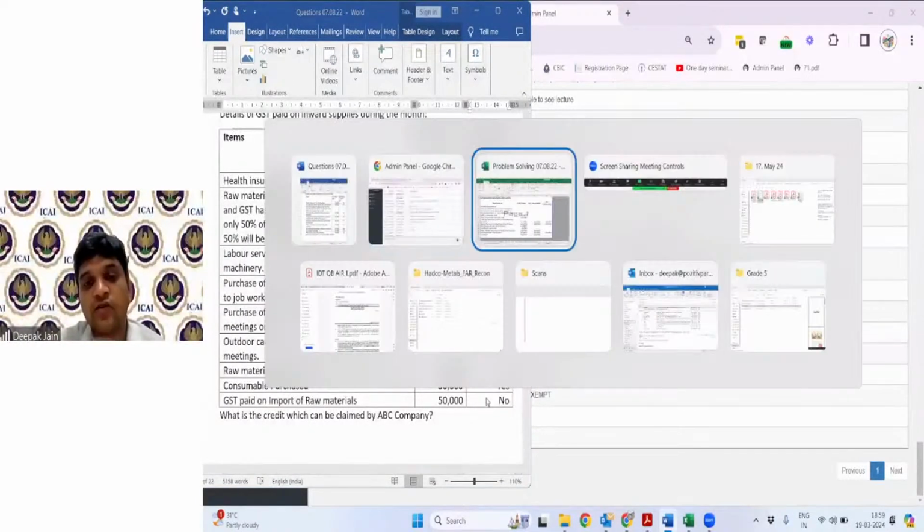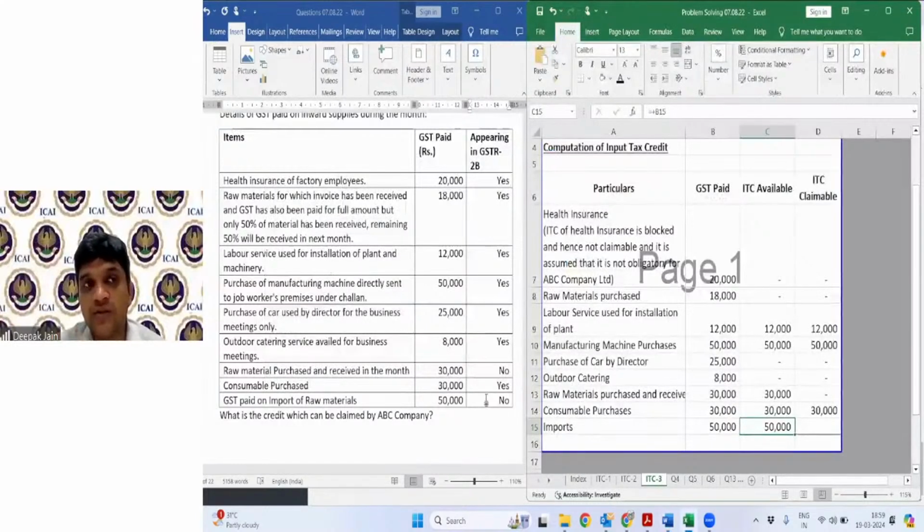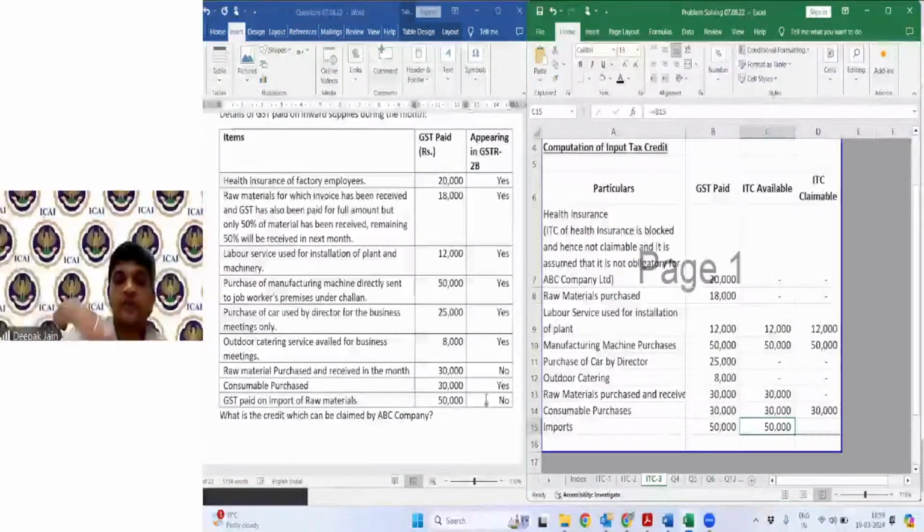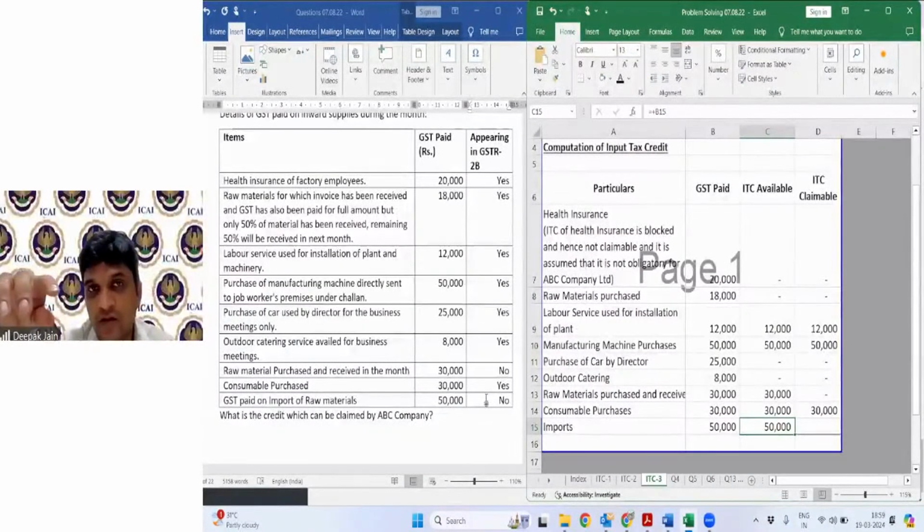will appear in your 2B is only those, the conditions for claiming says that you can claim those credits where somebody has uploaded. But for import, it is the customs authorities who are giving the information. So for import of goods, you don't have to wait for it to appear in 2B. It may appear or it may not appear. But non-appearance of import of goods in GSTR 2B doesn't mean that you can't claim the credit.